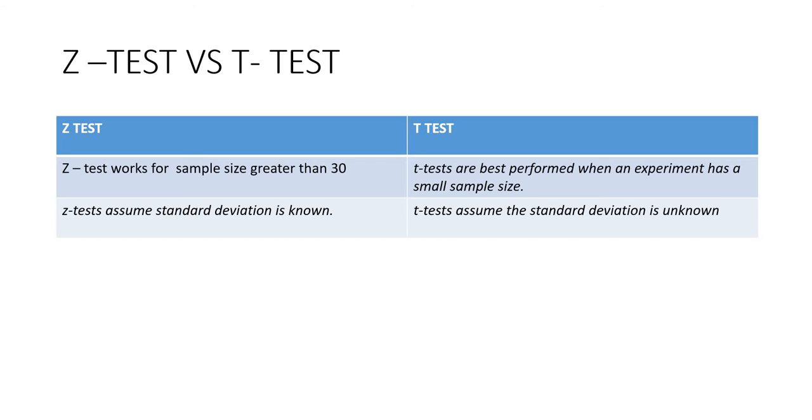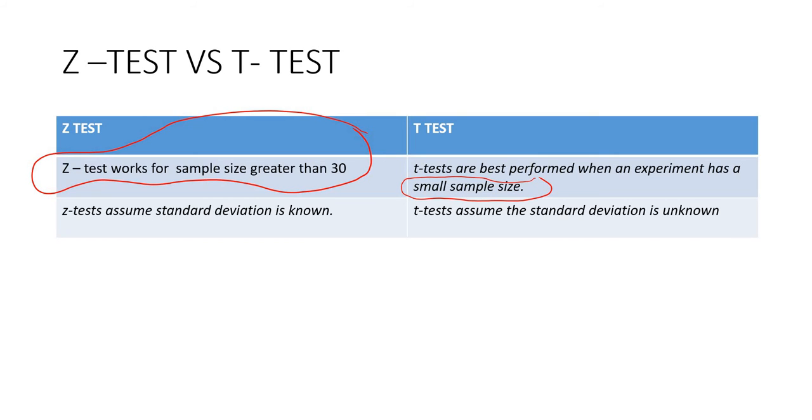See, z-test, t-test and ANOVA test are used when one variable is categorical and another one is continuous. We discussed. So what's the difference? Because both z-test and t-test are somewhat similar. So what difference does it make between z-test and t-test? Z-test works for sample size greater than 30. Very important. Z-test works for sample size greater than 30. T-tests are best performed when an experiment has a small sample size. Then you will go for t-test.